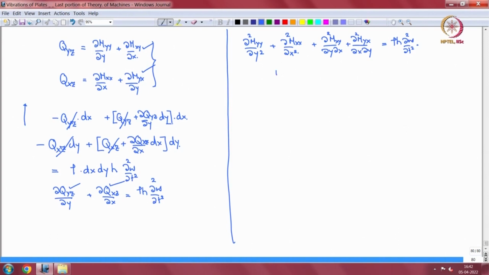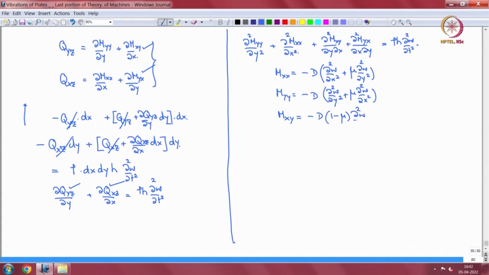Now to recall, mxx is equal to minus D (∂²w/∂x² plus μ ∂²w/∂y²), myy is equal to minus D (∂²w/∂y² plus μ ∂²w/∂x²), and mxy is equal to minus D (1 minus μ) ∂²w/∂x∂y.